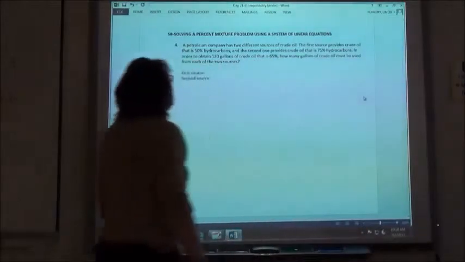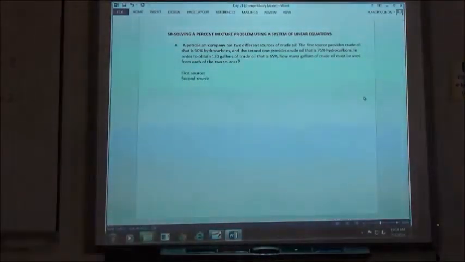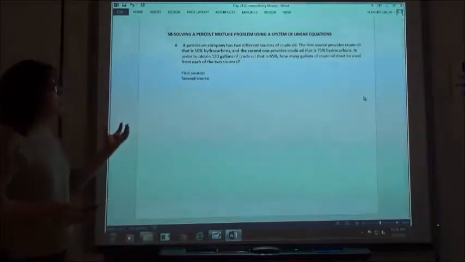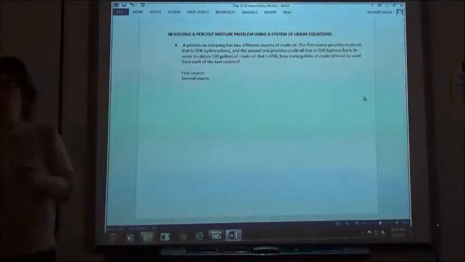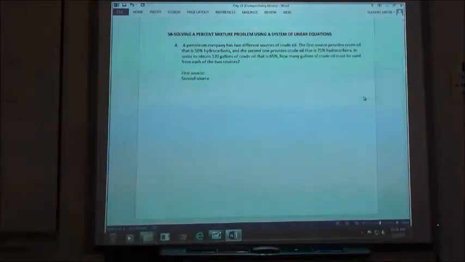Number 4, we'll see if this one comes out any better. Now this one's going to be a percent mixture problem, but it's going to look pretty close to what we just did on the previous ones, but this time we're going to use some percents. So we want to think about that if I take the percent times the amount, I get the pure substance in there. It says a petroleum company has 2 different sources of crude oil.